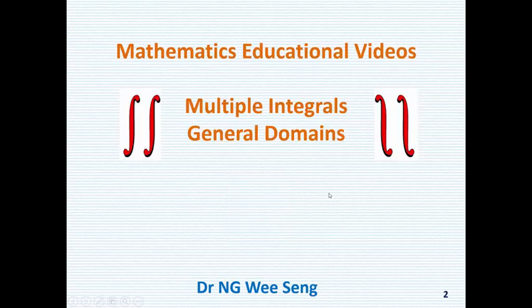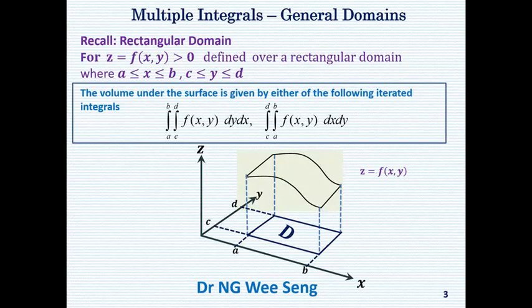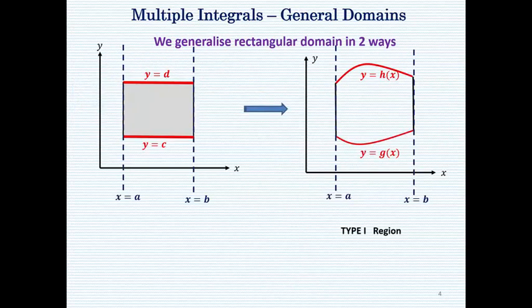Maths educational video. Multiple integrals over general domains. So far we have learned how to compute a double integral over a rectangular domain. It's time to generalize. A rectangular domain is bounded by 4 lines: 2 vertical lines, x equals a, x equals b, and 2 horizontal lines, y equals c, y equals d.